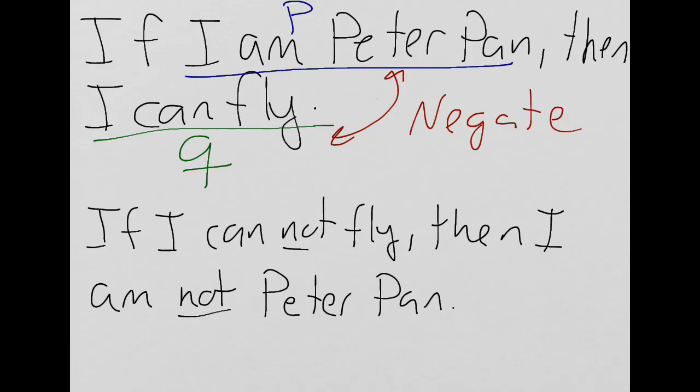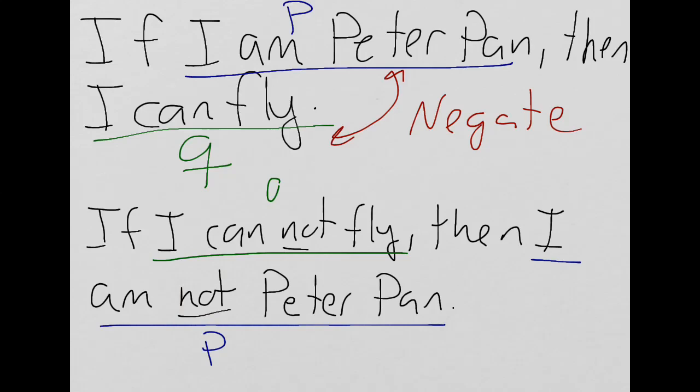So, to recap, this was my P here. This was originally my hypothesis. Now it's my conclusion, and I've negated it. And this was originally my conclusion, I can fly. But now it's my hypothesis, and I have negated it. So the contrapositive of if I am Peter Pan, then I can fly, is if I cannot fly, then I am not Peter Pan.